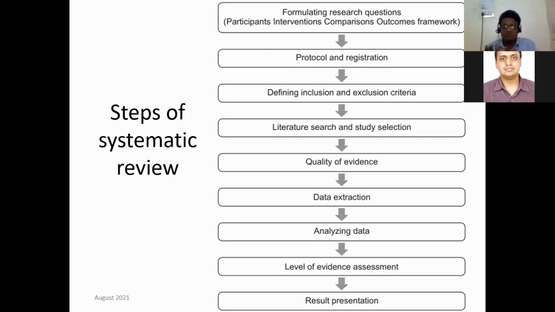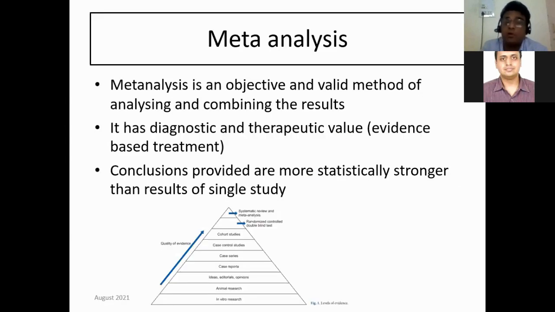Similarly, do a literature search and do the study selection. Look at the quality of the evidence, extract the data, analyze the data, do a meta-analysis, and then generate the level of evidence. And then the results are usually presented in a systematic review. So meta-analysis is an objective and a valid method of analyzing and combining those results. So it has a very good diagnostic and therapeutic value, which is usually used for what is called evidence-based treatment.